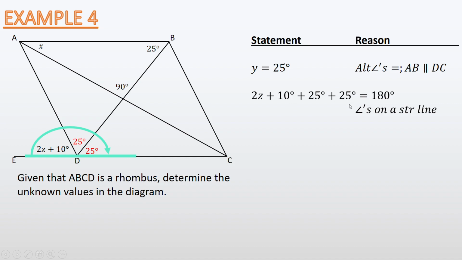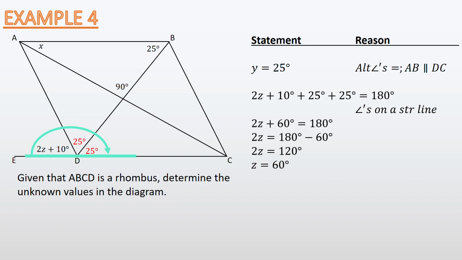Then it's up to you whether you decide to add like terms first and then subtract, or just take everything over and subtract. I'm just going to add my like terms first. So 10 plus 25 is 60. Subtract the 60 on the other side, so 180 minus 60 will be equal to 120. I still need to find z alone, so I'm going to divide through by the 2, and I'm going to say 120 divided by 2 is 60, so z is equal to 60.